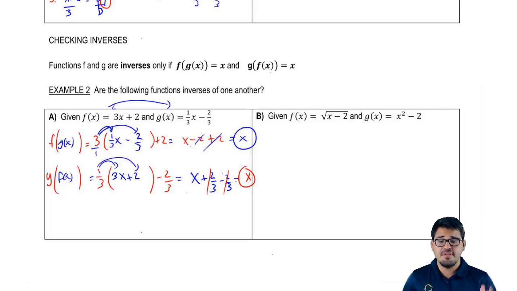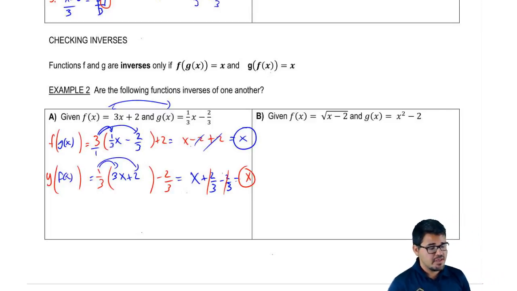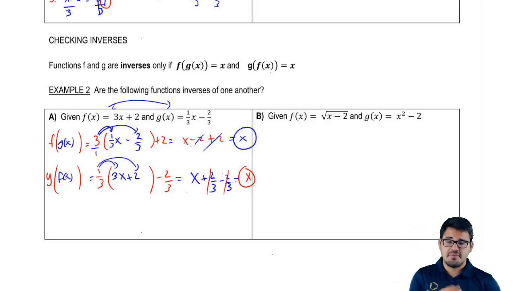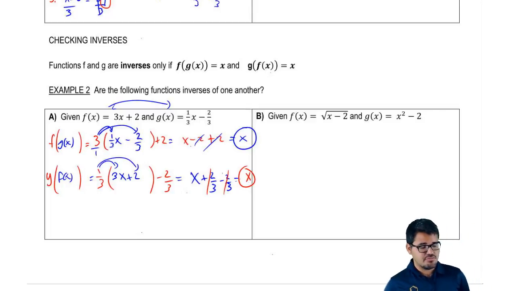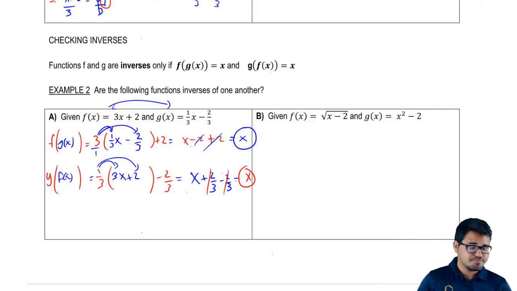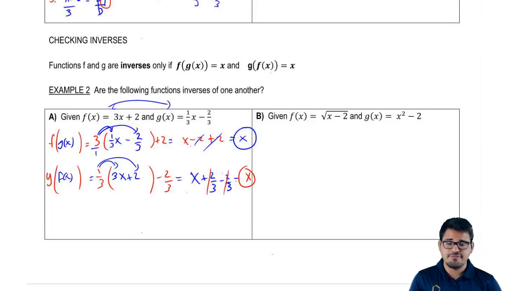Therefore, this is the way that we check the first example that we did, by the proper method of checking, which is finding both the composites, f of g of x and g of f of x. So now let's move on to something different, not the same kind of examples that we've done. Let's look at some radicals and some parabolas. So here we're going to have two functions, right? Square root of x minus 2 and x squared minus 2.